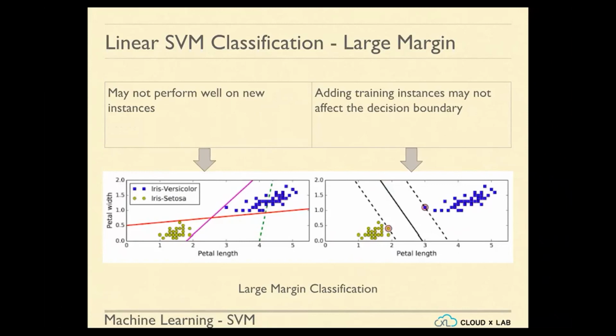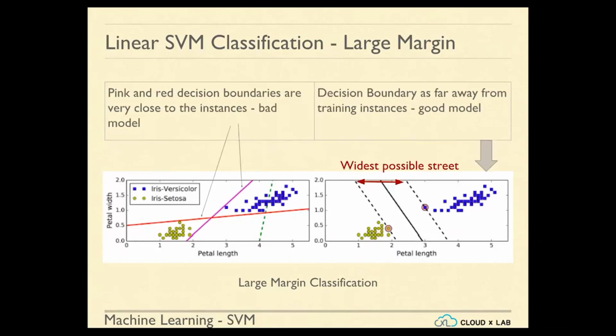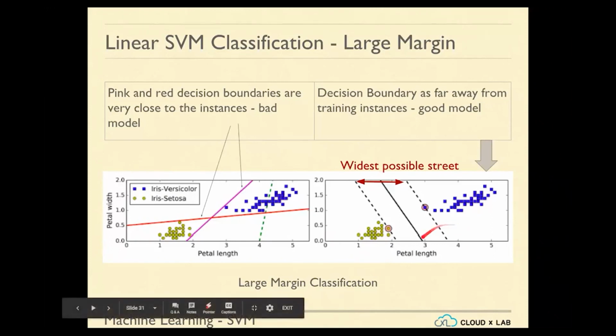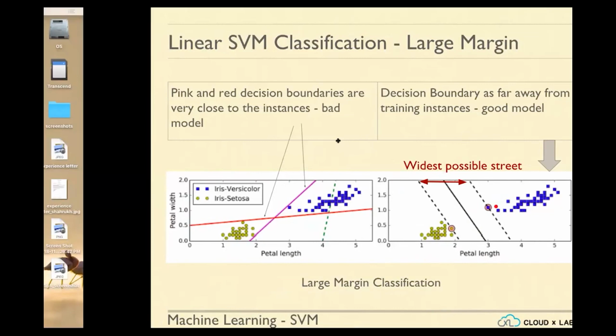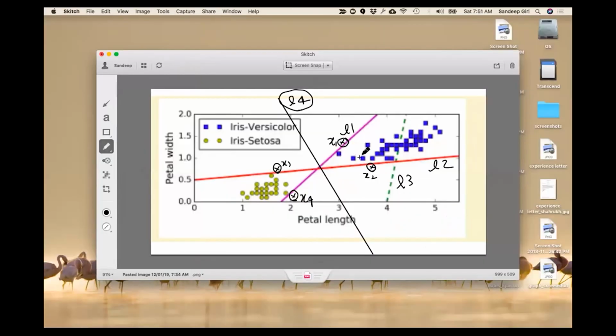So the ones that are very close to the instances are not going to work well, that we can clearly see. While the decision boundary which is far away from training instances is actually a good model, right? This one, which is far away, is a good model because all the examples that we took here, these very edge cases, are well classified using L4. Can somebody suggest the instances for which L4 would not work? Anyone?